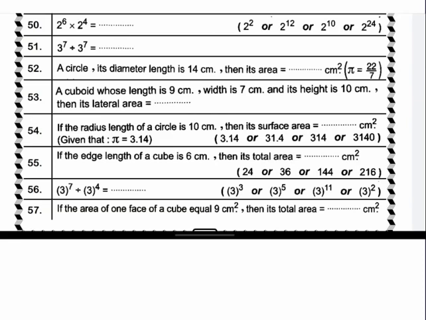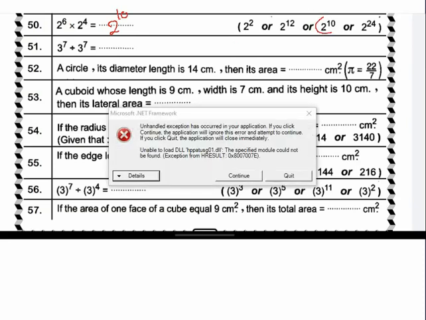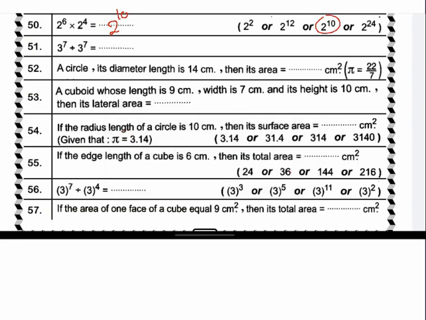Next, 2 power 6, 2 to the power 4, put only 2, and 6 plus 4 equal 10, or use your calculator, so it will be 2 power 10. Division, the same number by the same number, it will be 1.